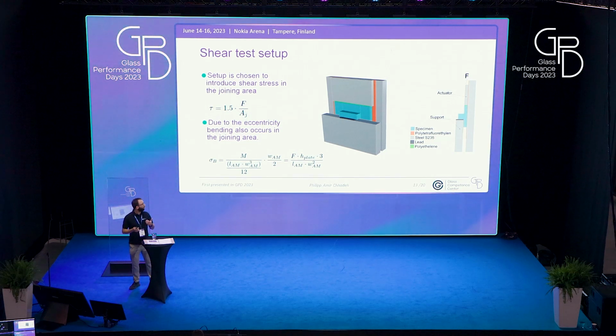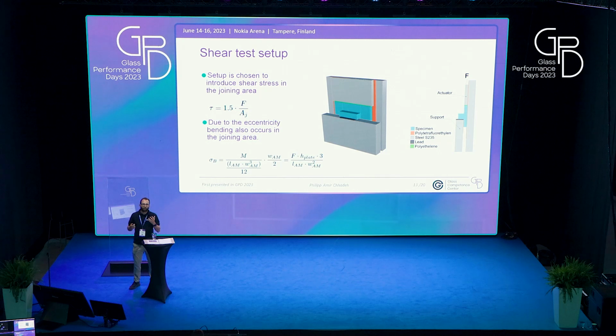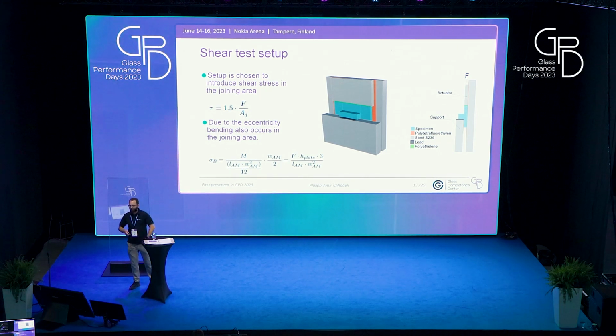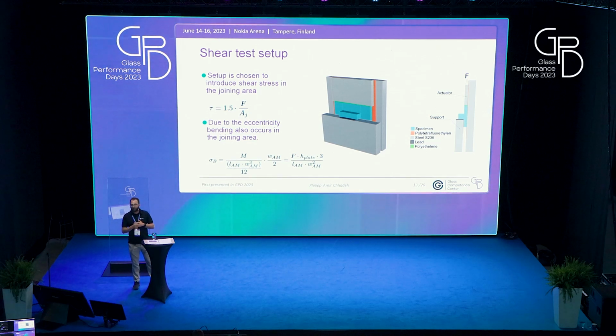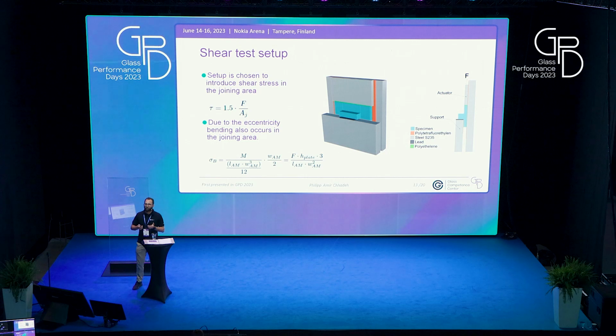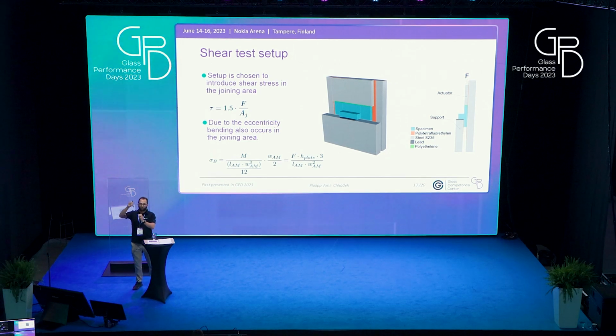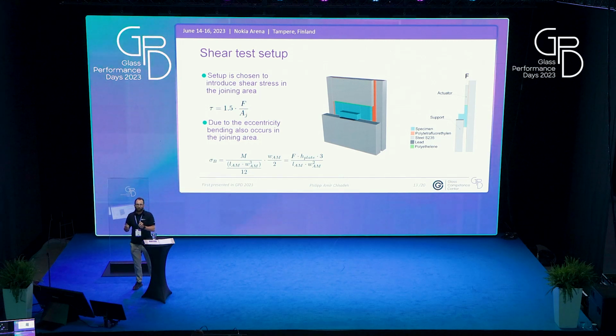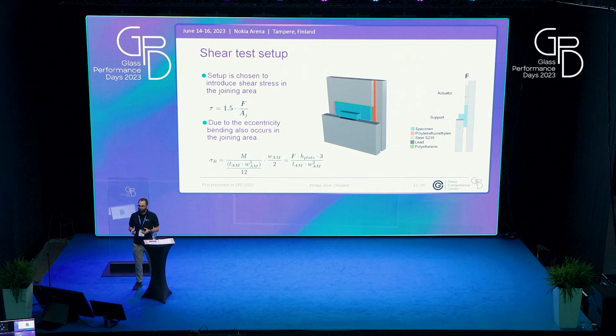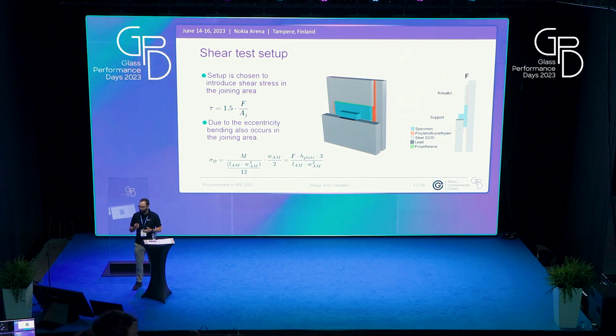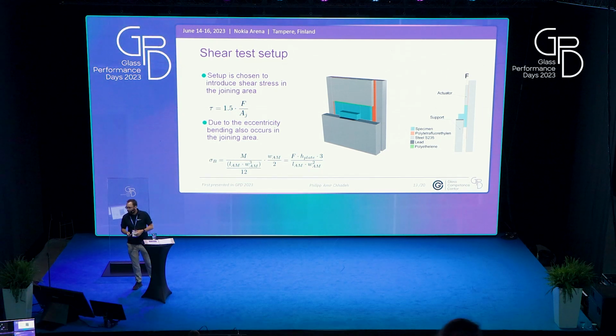We still would like to know what's happening, so we tried to come up with equations. We calculate the shear stress and also bending stress. The bending stress is happening, of course, because there's an eccentricity between the support and the load. So there's bending happening in some capacity. But we're also looking at shear here, and these are the equations to do that.